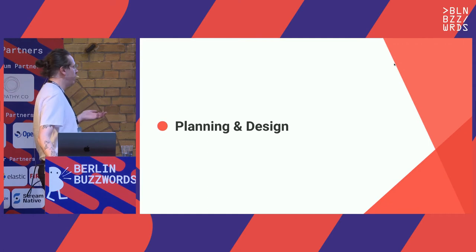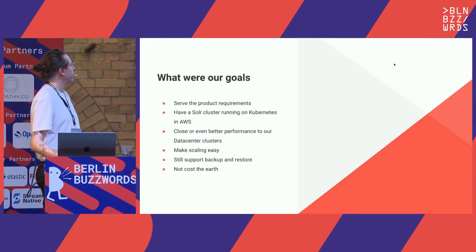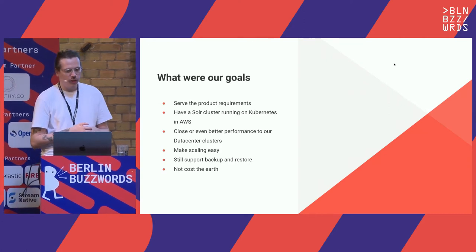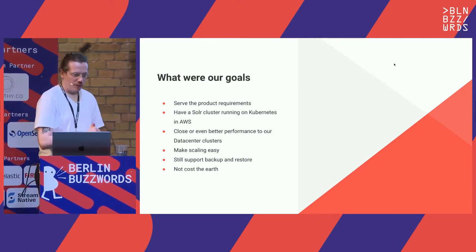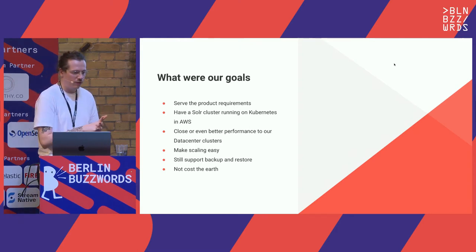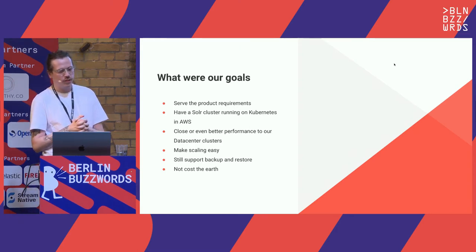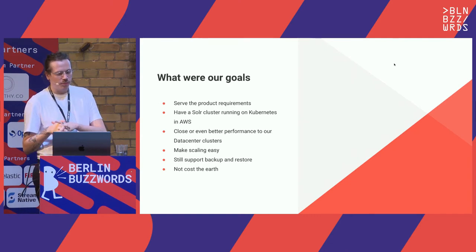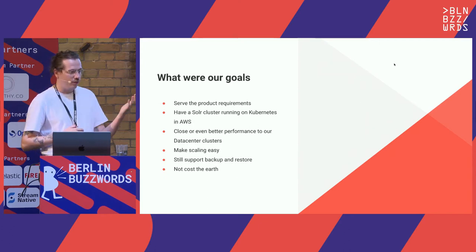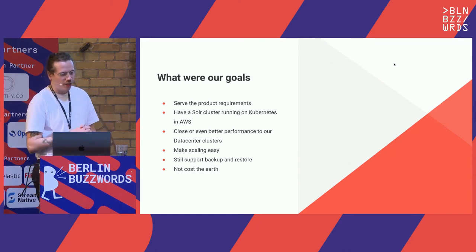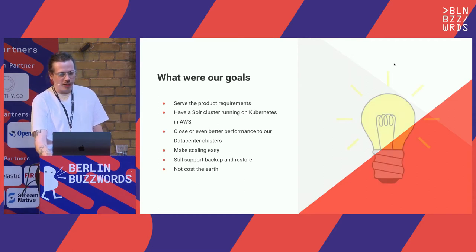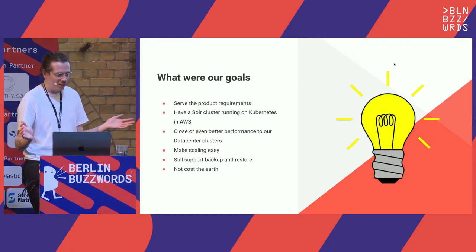So moving on to our planning and design. Of course, we had some goals, which we needed to serve the product requirement. We wanted to have a Solr cluster running on Kubernetes and AWS. We wanted close or even better performance to what we were expecting from our clusters in the data center. We wanted scaling to be easy. And we still wanted to support backup and restore for disaster recovery, touch wood. And we didn't want it to cost the earth, because we still needed to get paid. But during this, we had a light bulb idea.